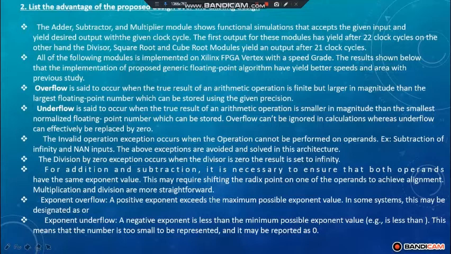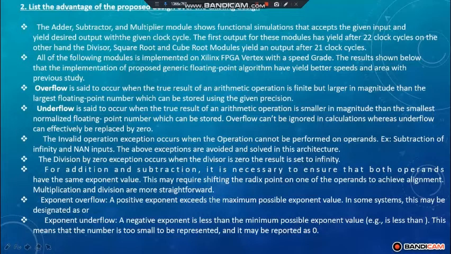What is overflow? Overflow is said to occur when the true result of an arithmetic operation is finite but larger in magnitude than the largest floating point number which can be stored using the given precision. Like if we say it in binary, if we add two numbers like 1010 and 1011, the excess carry from it is like overflow.